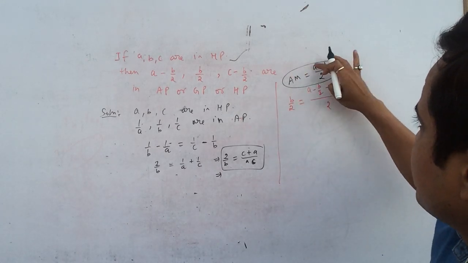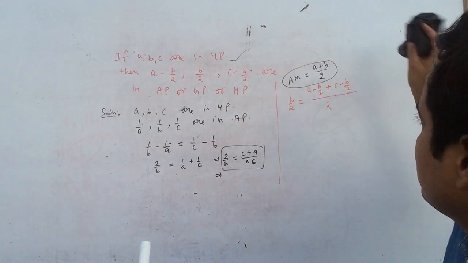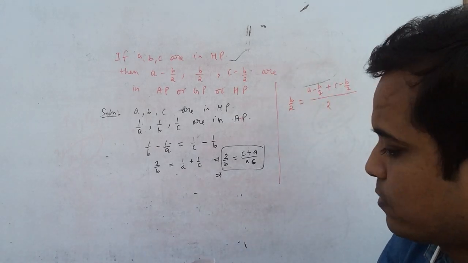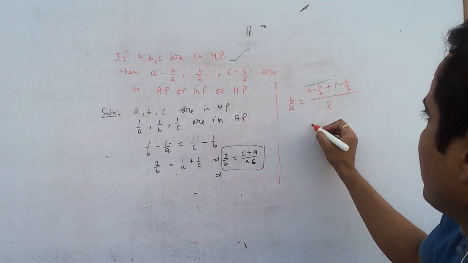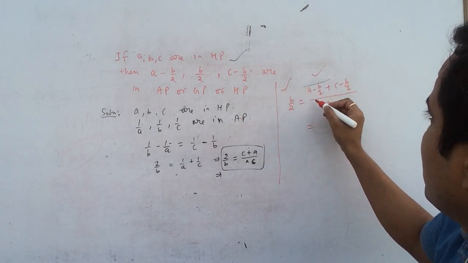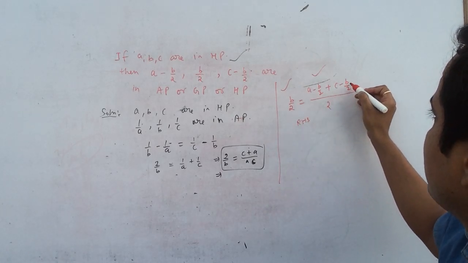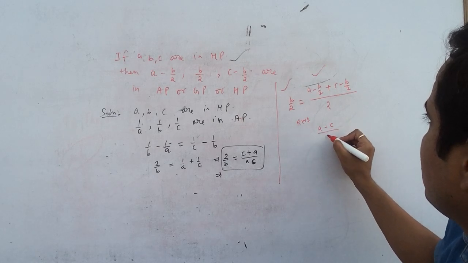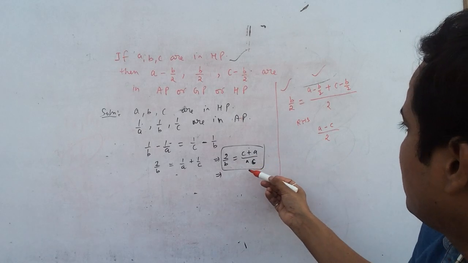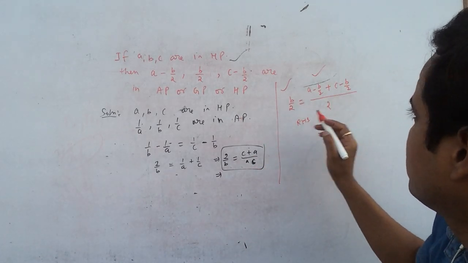So here a is not a, it is a minus b by 2. I'm only applying the formula. So check whether you are getting the left hand side equal to the right hand side. If you solve the right hand side, what would you get? A minus c upon 2. And can you use a minus c here? I don't find any way, so it is not in arithmetic progression.